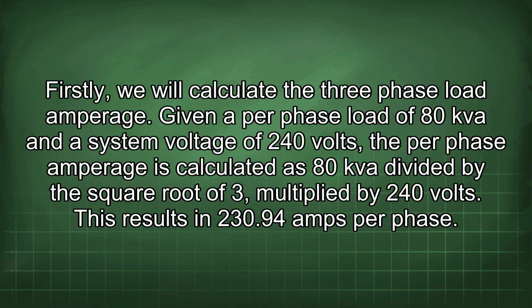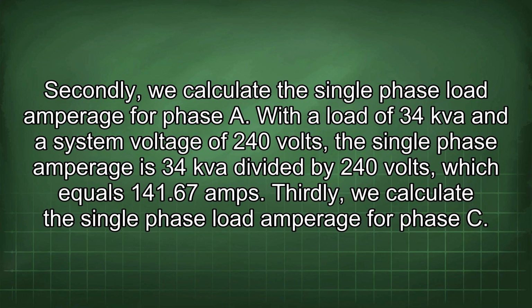Given a per-phase load of 80 kVA and a system voltage of 240 volts, the per-phase amperage is calculated as 80 kVA divided by the square root of 3 multiplied by 240 volts. This results in 230.94 amps per phase. Secondly, we calculate the single-phase load amperage for phase A.